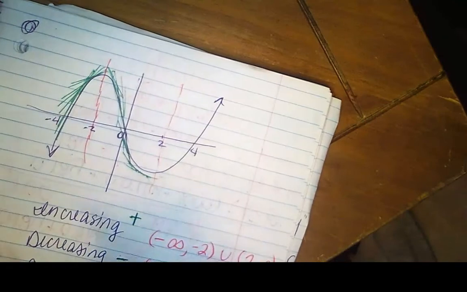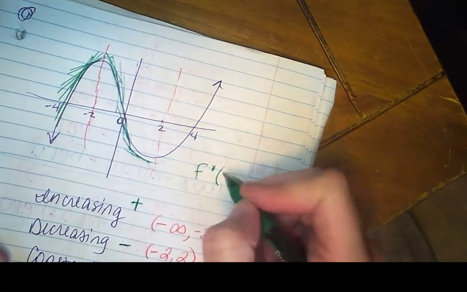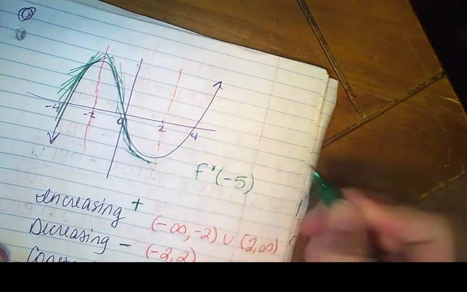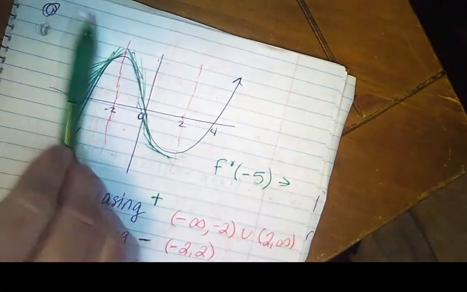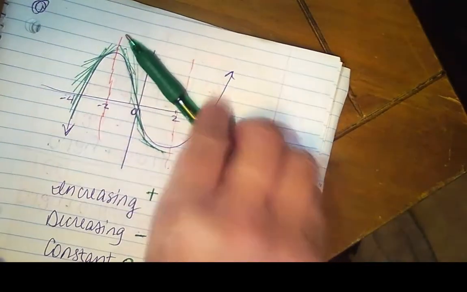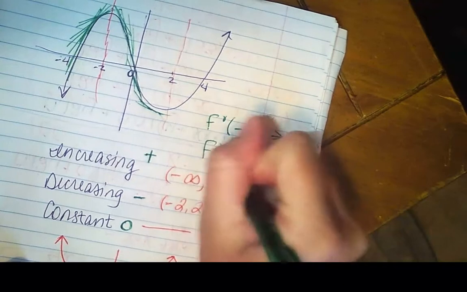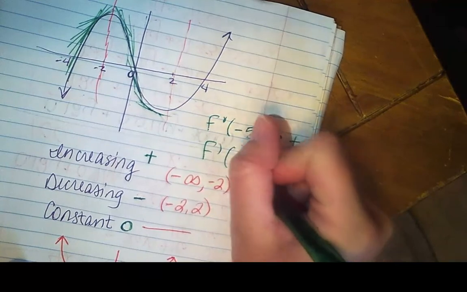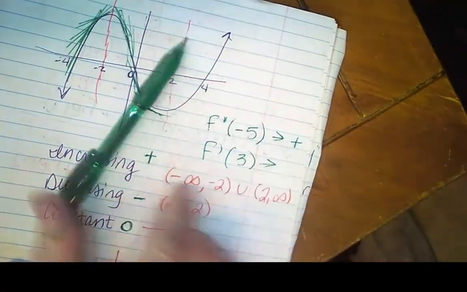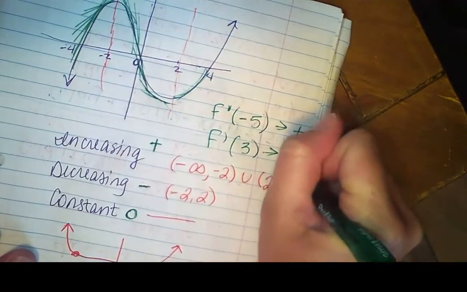So I could ask you, come back up here, what's the value of the derivative at, let's just say, negative 5? Is it going to be positive or negative? So at negative 5, which is over here, I know my function is increasing, so my derivative will be positive. What if I ask you what's the value of the derivative or the sign of the derivative at 3? Well, at 3, what's happening? Here's an x value of 3 and my graph is increasing, so again, it'll be positive.